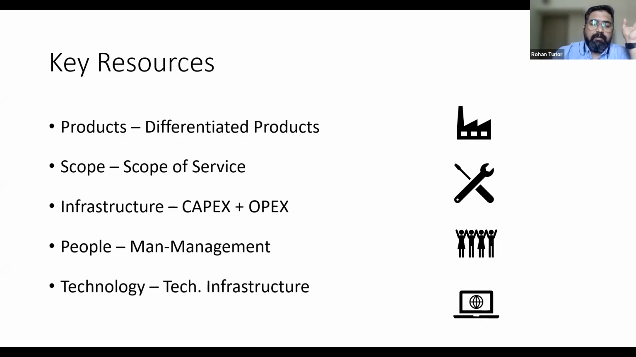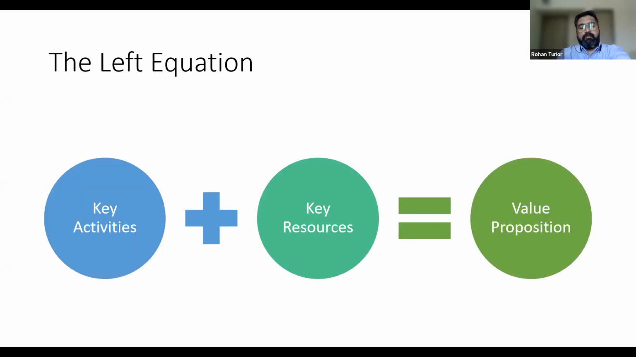Next, you talk about the key partners. What is part of the left equation is key activities plus key resources. They lead to the cost. Okay. This is the left of the equation.